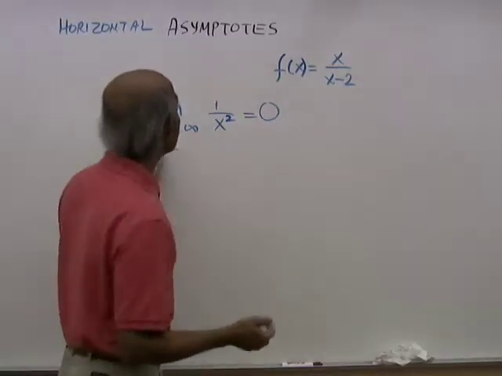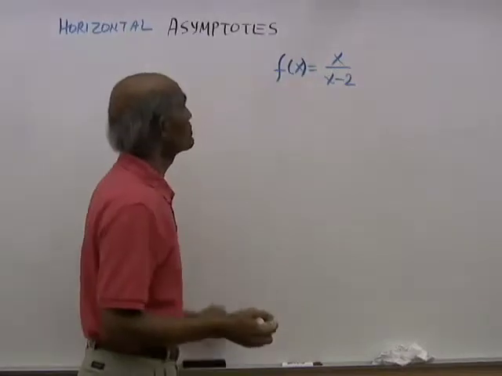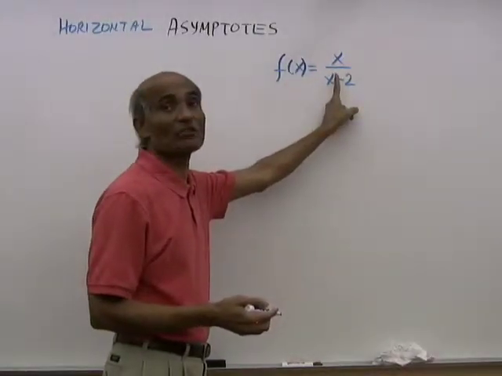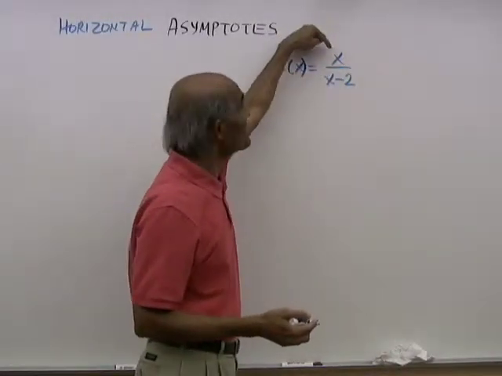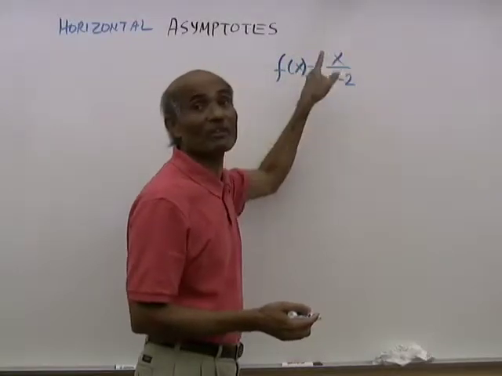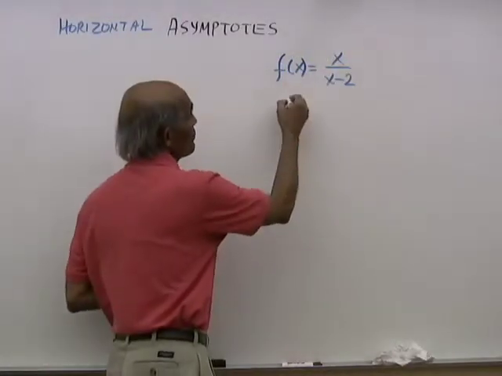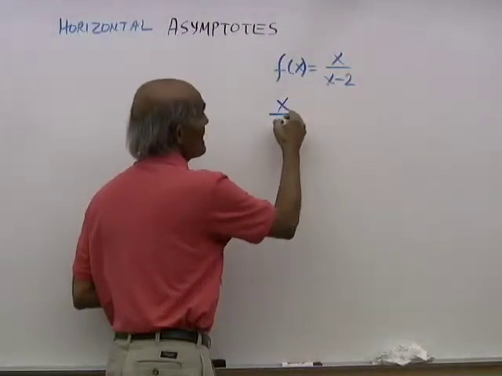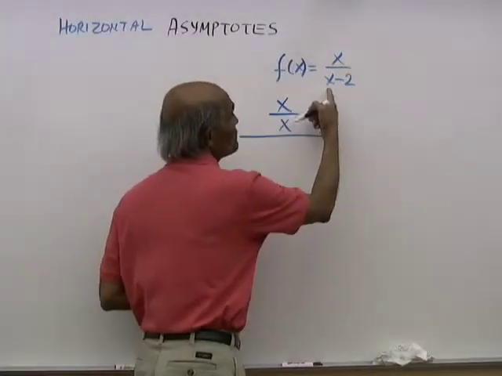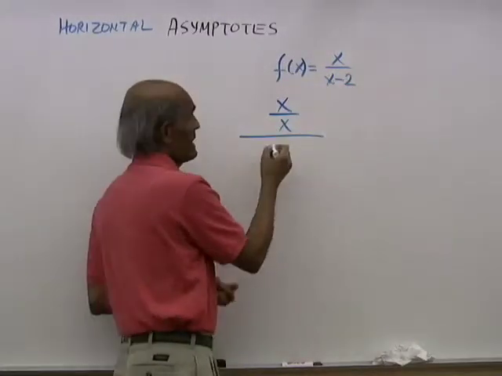So, in order to find the horizontal asymptote of a function like this, we divide each term by x. Let's see what happens. Divide the numerator by x, divide each term of the denominator by x.